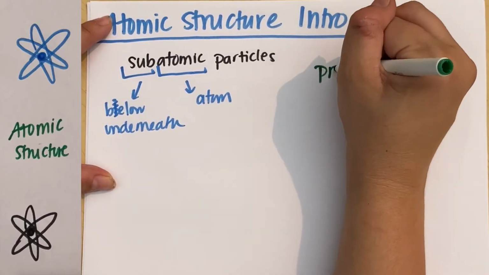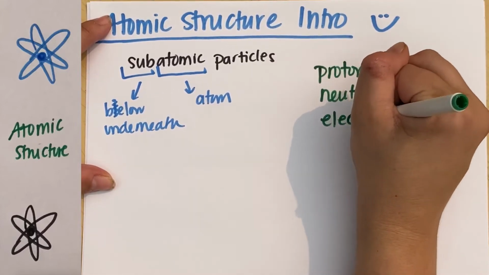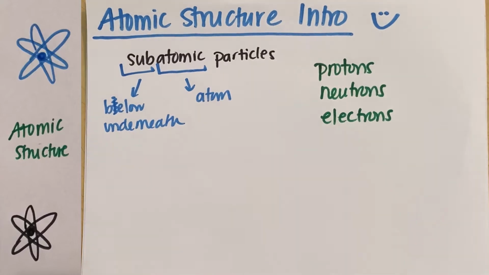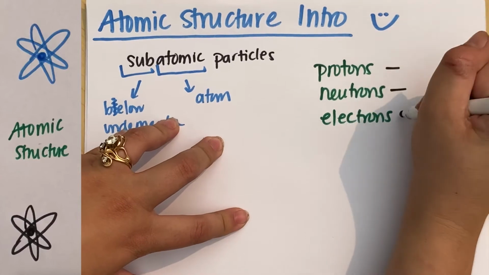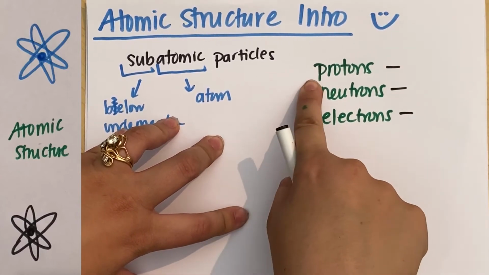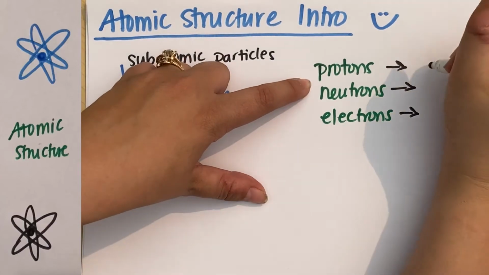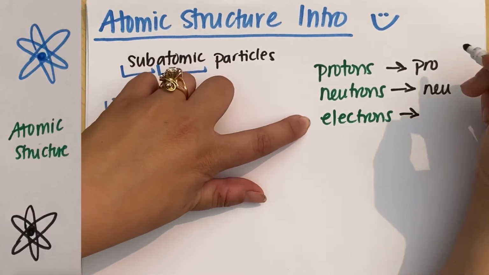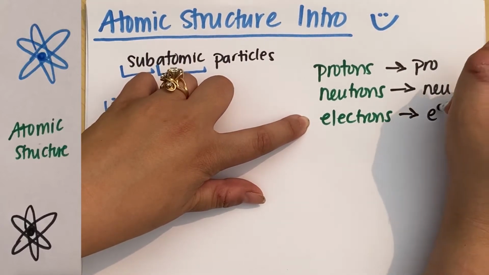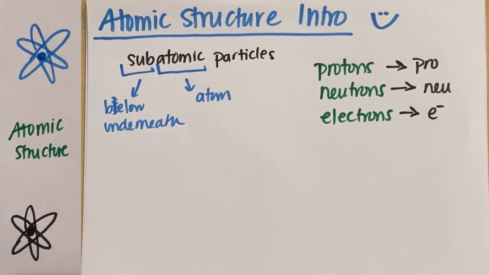We have protons, neutrons, and electrons. And because we like to abbreviate everything in chemistry and in science, because geez, this is taking up so much time to actually write out protons and neutrons and electrons, we will write these out as pro for protons, nu for neutrons, and electrons is just a lowercase e with a little minus sign. There we go, it saves us so much time.